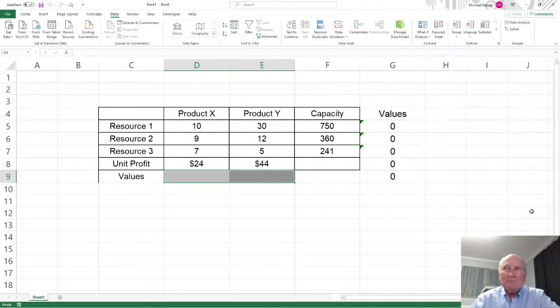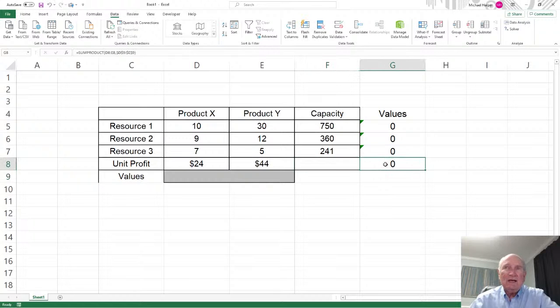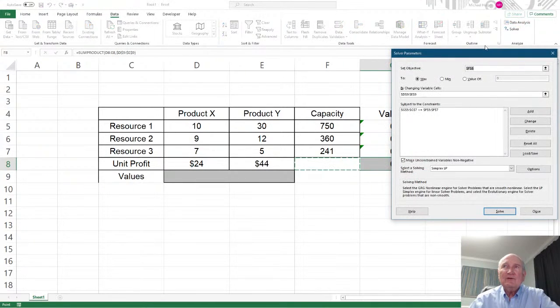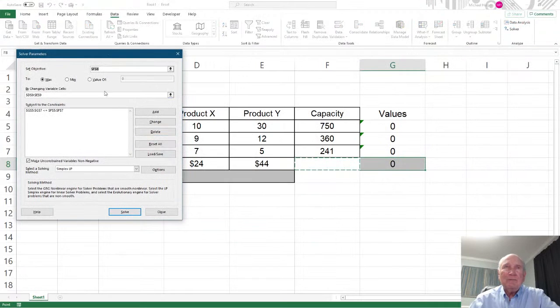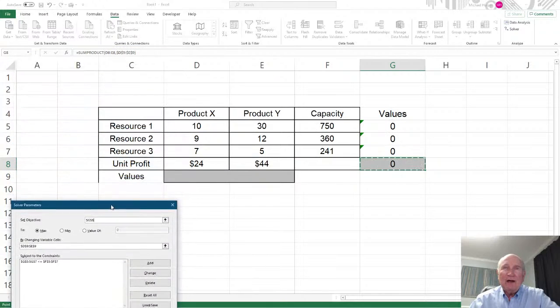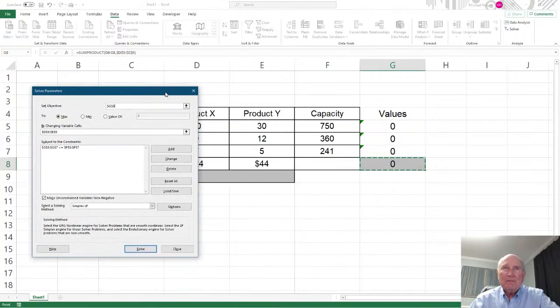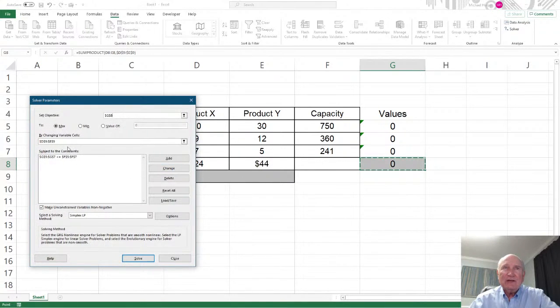I'm going to close this out because hopefully everyone will be able to do that. You don't need that. So there, whoops, see, I messed up. I'm going fast. Here's my profit value. Let me do this again. Data, Solver. See, my objective function is going to be that. It's the value of my unit profit times my values. It's my profitability. And then the rest of these things are correct.